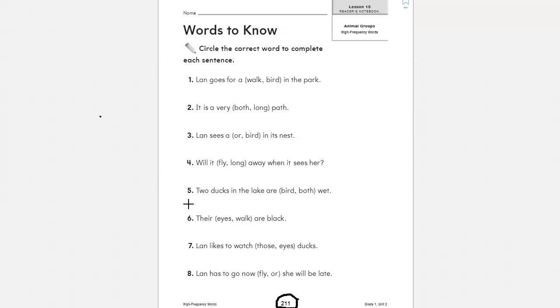Number 5 says, 2 ducks in the lake are blank wet. The two words are bird, both. Would we say 2 ducks in the lake are bird wet? Or 2 ducks in the lake are both wet? Circle the word that best completes the sentence on number 5.